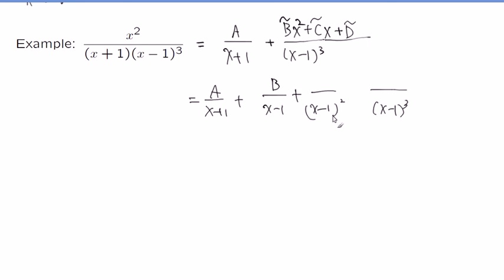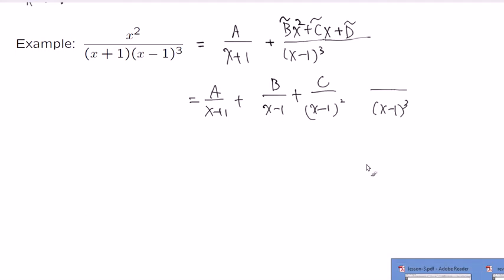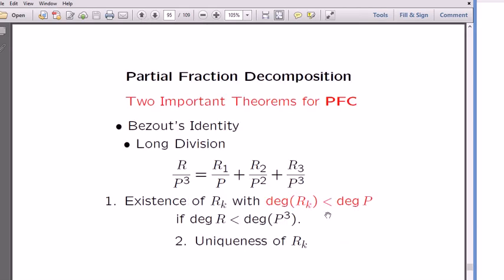How about over here? It's a degree 2 down there, right? What should be the degree over here? Still degree 0. That is the long division. Still degree 0 is a C. Pay attention to that. Let me show you that in red color here.